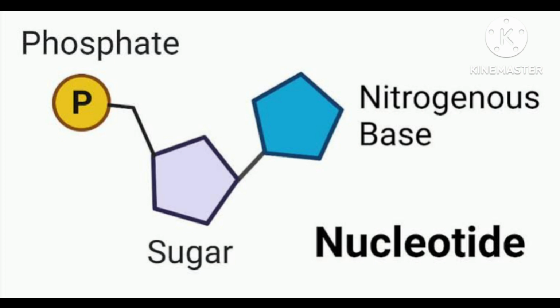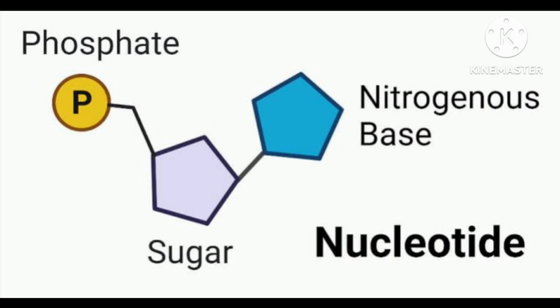Nucleotides are joined together by a phosphodiester linkage. Now, actually, many nucleotides will join to each other. I told about only one, but many nucleotides are joined together. How? By phosphodiester linkage. You remember, this question is asked.